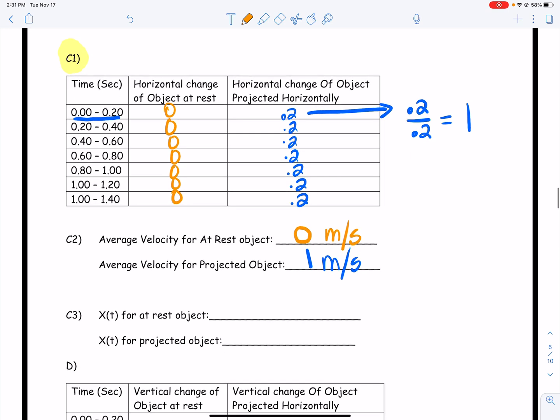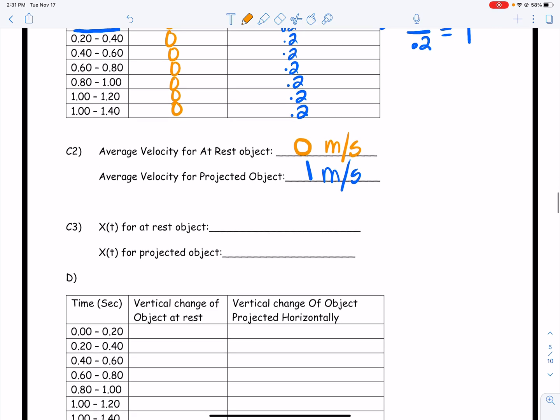So the third thing, I would like you to try to write the x parametric for this equation. So pause it and see if you can do it. The x parametric is just going to be x = 0t because your velocity is 0.